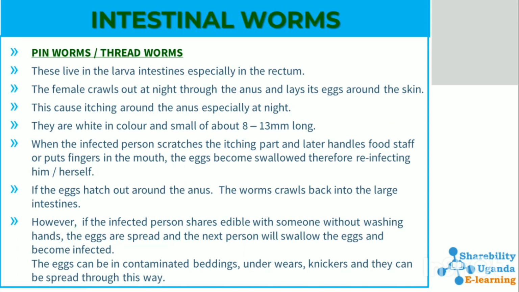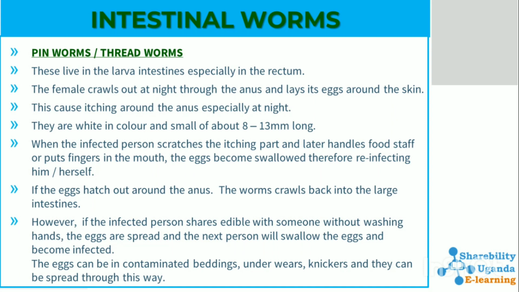They are white in color and small in size, about 8 to 13 millimeters long. When the infected person scratches the itching part and later handles foodstuff or puts fingers in the mouth, the eggs become swallowed, reinfecting themselves. So this kid, after scratching the skin where this pinworm or threadworm has laid its eggs, attracts the eggs onto their fingernails.